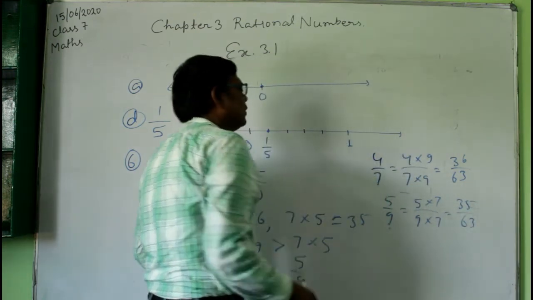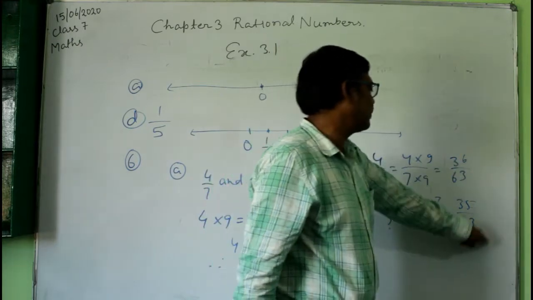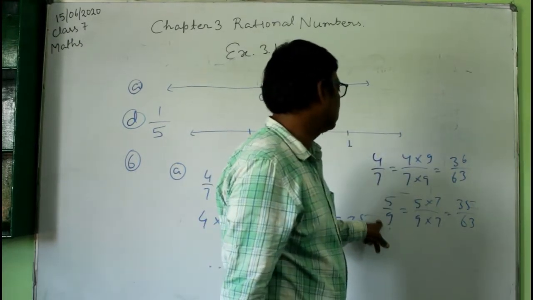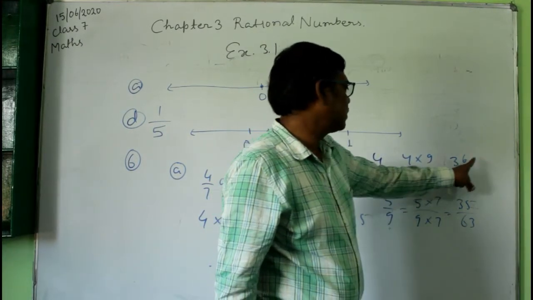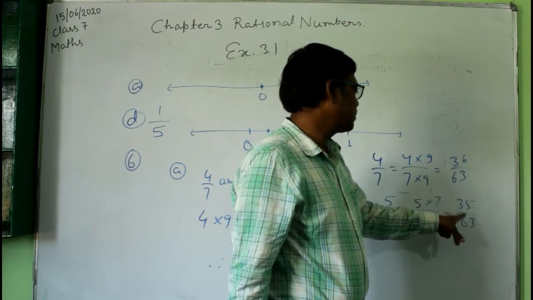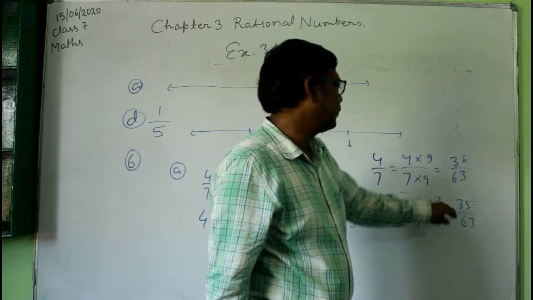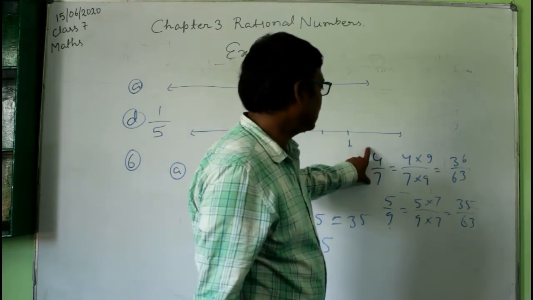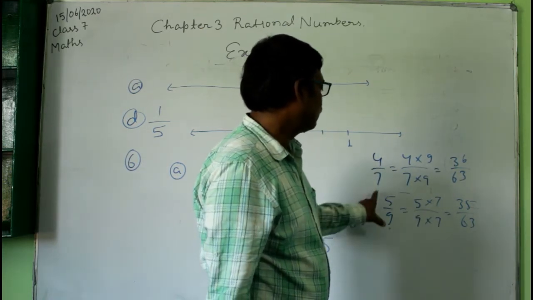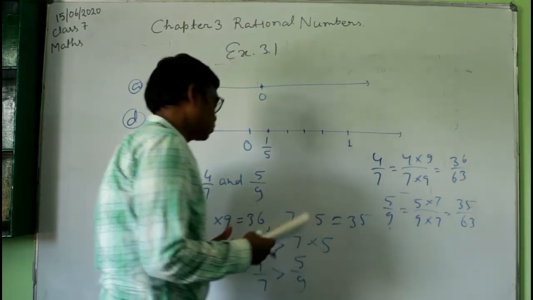Now here again from these two answers we can compare these two rational numbers, because this is 36 by 63 and this is 35 by 63 here. Again 36 is bigger than 35 and therefore 4 by 7 is bigger than 5 by 9. So in this way also we can find.